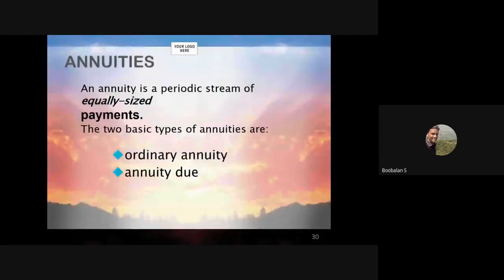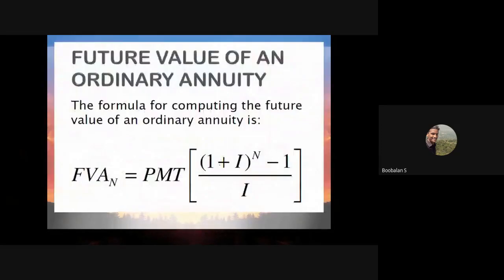Annuity is a periodic stream of equally sized payments, right? So this is what annuity means. There are two types of annuities: one is the ordinary annuity and the other is annuity due, right? We'll see the future plan of annuity. So there's a simple formula, the future value formula, right?